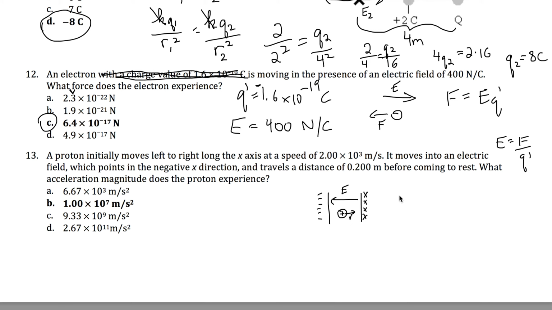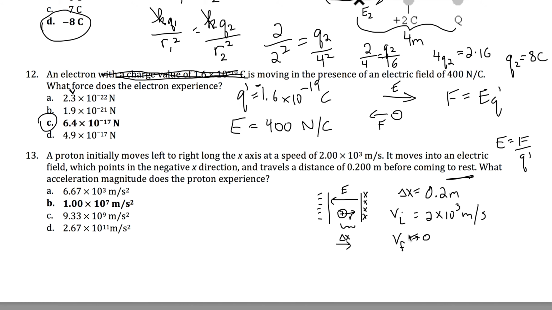So let's go ahead and write down our givens here. So it's traveling delta x right here, this way to the right. So delta x is 0.2 meters, and the initial speed or velocity is 2 times 10 to the 3. It comes to rest, so that means the final speed is 0. And we're looking for the acceleration.